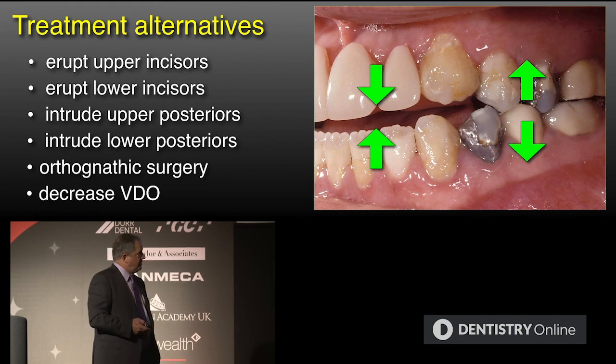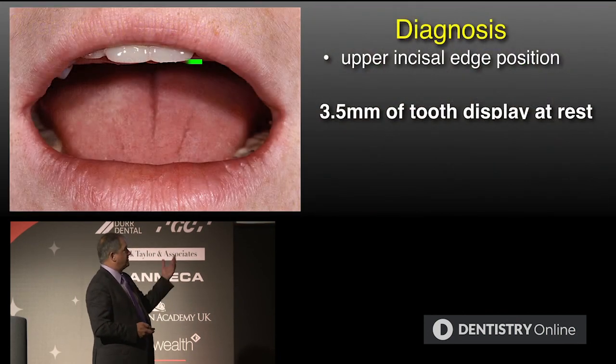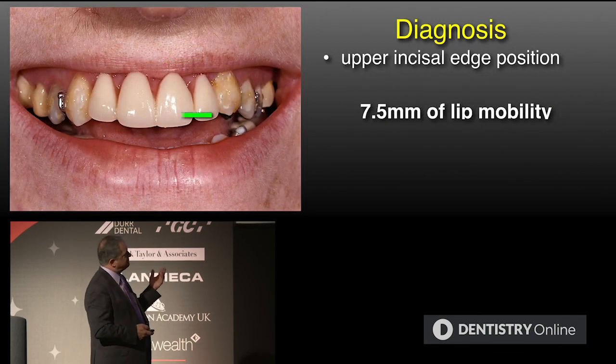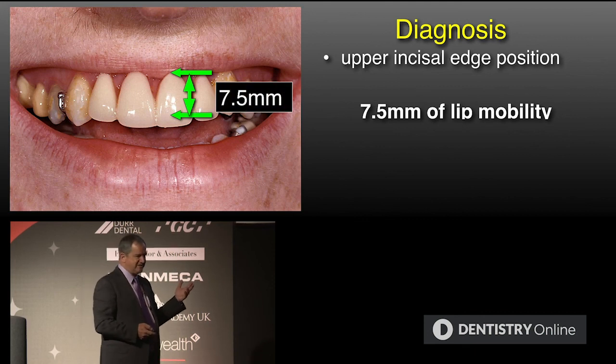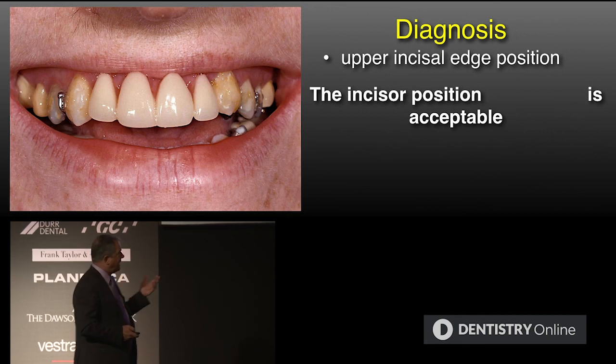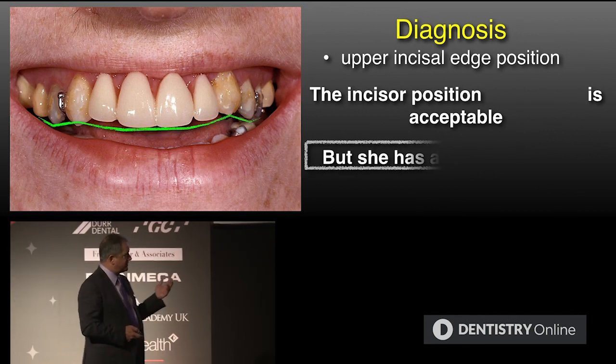So we go back to the face: lip at rest, 3 millimeters of display, 3.5. Lip mobility, 7. Her incisal edge position's nice. Her centrals are in a nice position. But she has a reverse smile line.